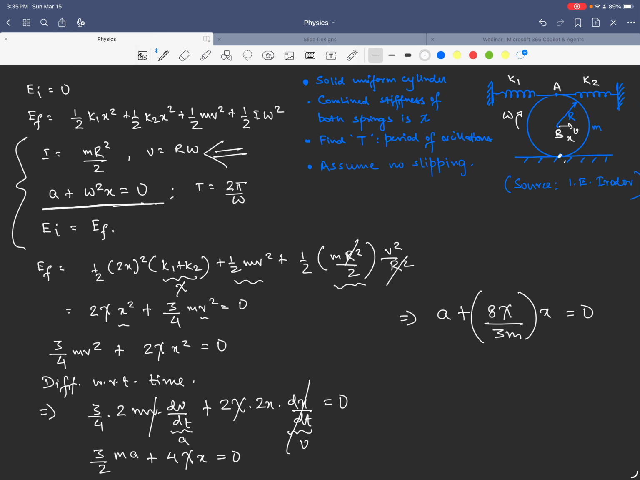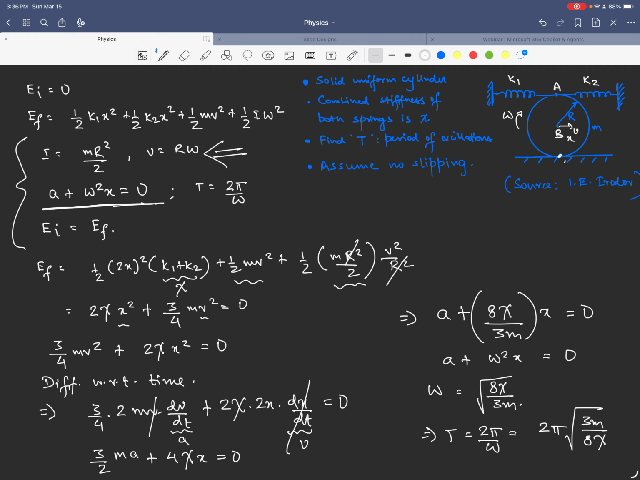right? We now know that this is comparable to the equation a plus omega square x equal to 0. So we can directly find out that omega is root over 8 xi by 3m, which implies that T is given by 2 pi by omega, which is 2 pi root over 3m by 8 xi. And this is the time period for the oscillation of this system.